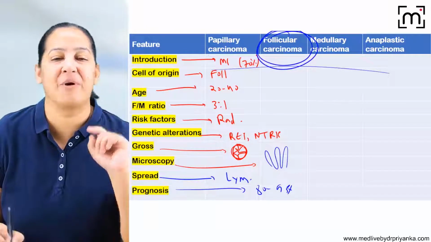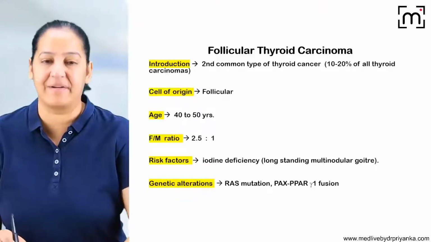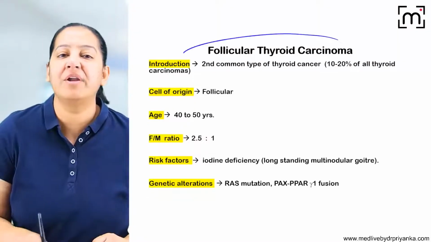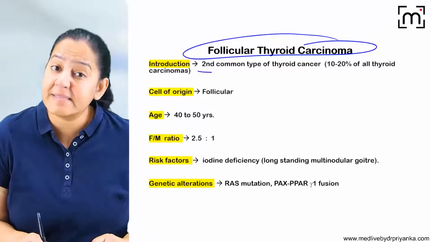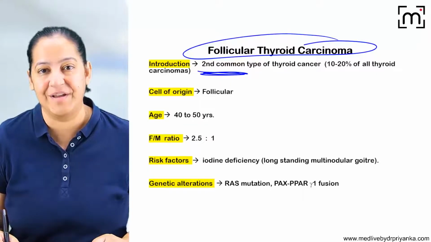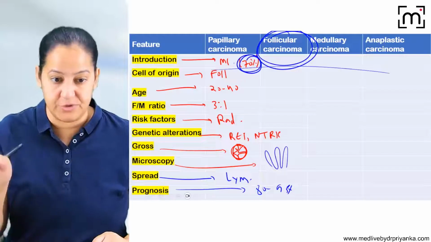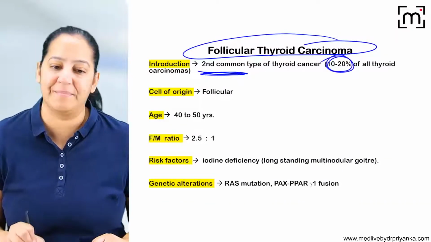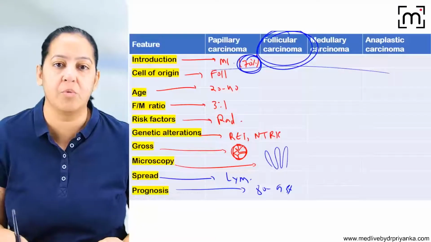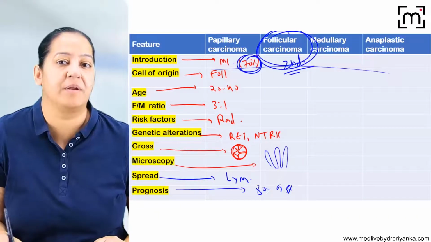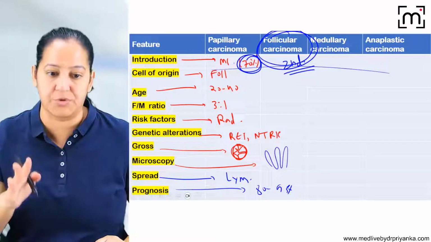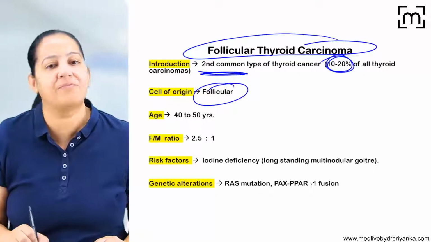Now coming on the second, follicular carcinoma. Let's start the follicular carcinoma under these headings only. Follicular carcinoma of thyroid is the second most common type of thyroid tumor. Papillary was constituting 70% of the total, and this one constitutes 10 to 20%. So this was the most common, and this is the second most common. Cell of origin is follicular only.